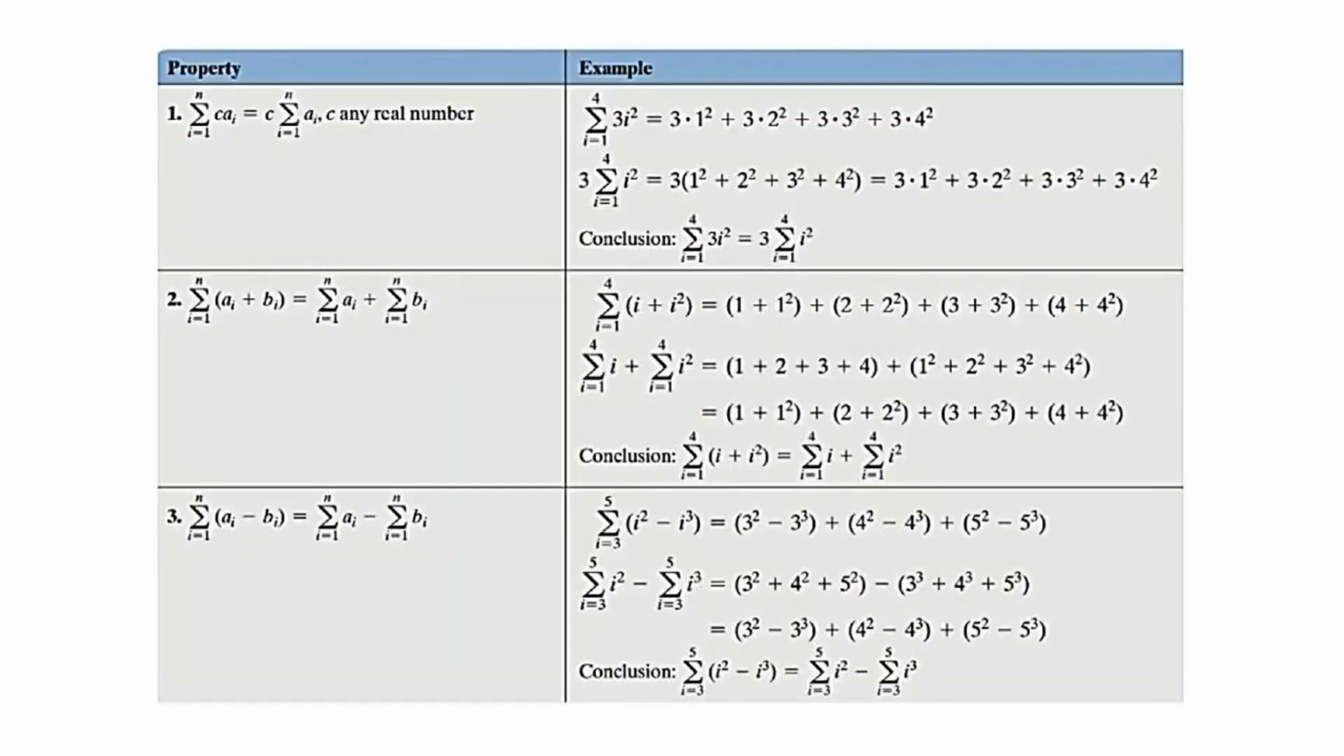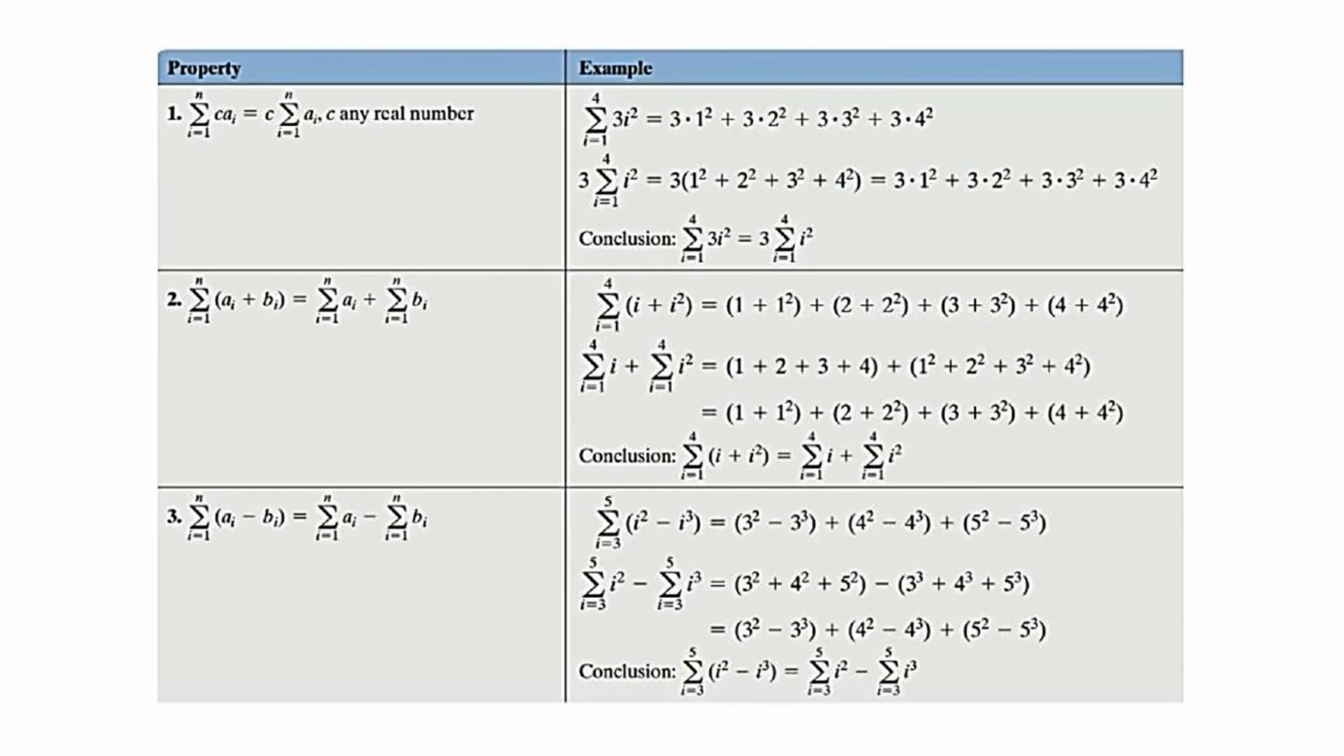So here we have some of the properties of summation notation. We have the first one dealing with multiplication. So when you have a constant c being multiplied by your a subscript i, you are multiplying each term in the sequence by 3. So you can multiply each term that you find in the sequence by 3 and add it together, or you can add all of your terms together and then multiply by 3.